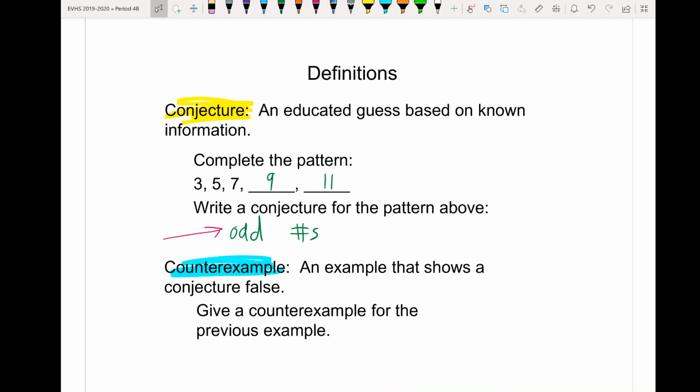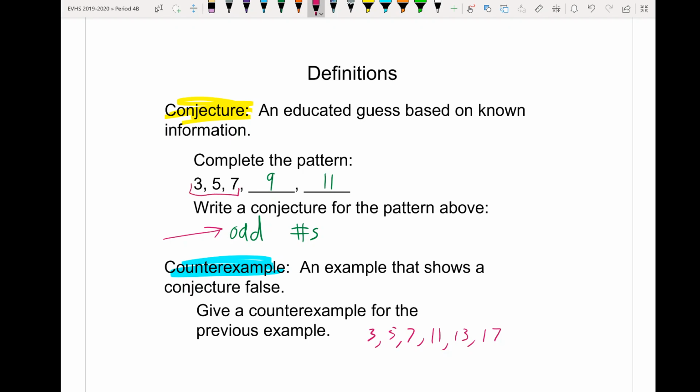All right? So what if instead of the pattern 3, 5, 7, 11, it was actually supposed to be 3, 5, 7, 11, 13, 17. What if this was actually a list of prime numbers? Would that still fit the original condition? Yeah. Yes.